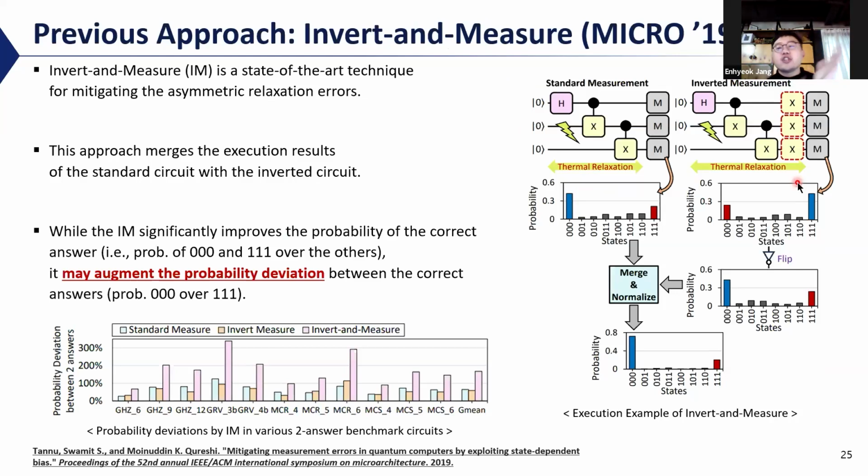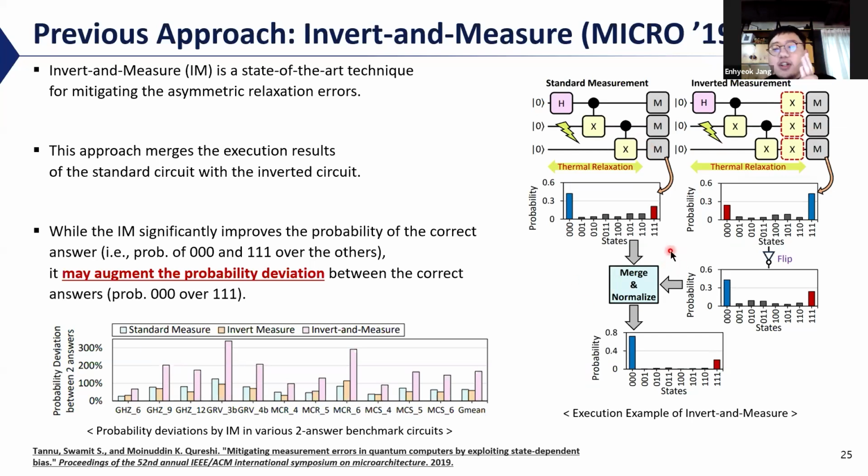The previous approach is invert and measure. It was published at MICRO 2019, and invert and measure uses an inverted measurement method alongside the standard measurement. This method uses half the number of shots with the standard measurement and half with the inverted measurement, and then they merge the results.